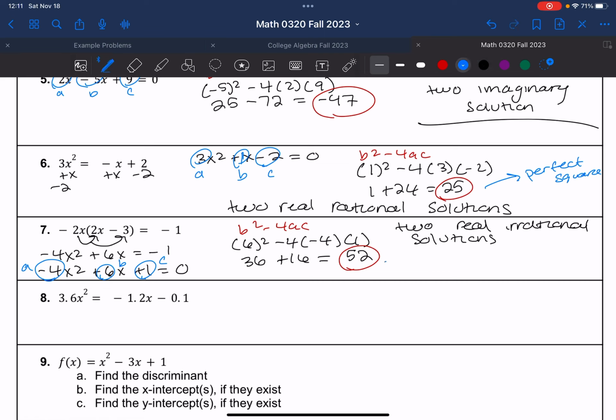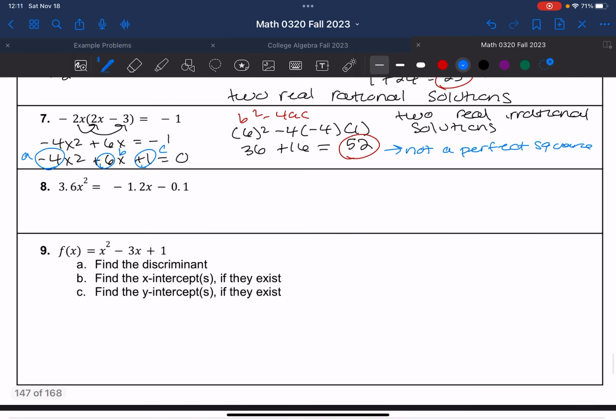And again, this is because it's not a perfect square. You can't take the square root of 52 and get a solid number. Okay. Number 8, we have our equation here.